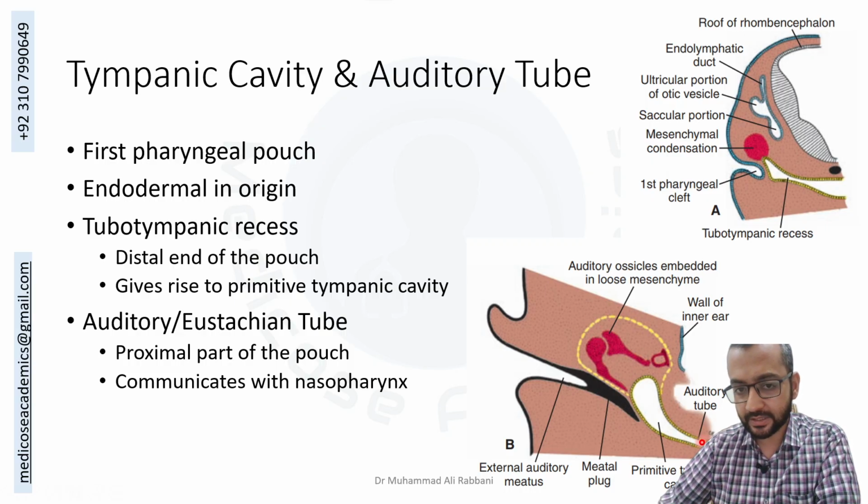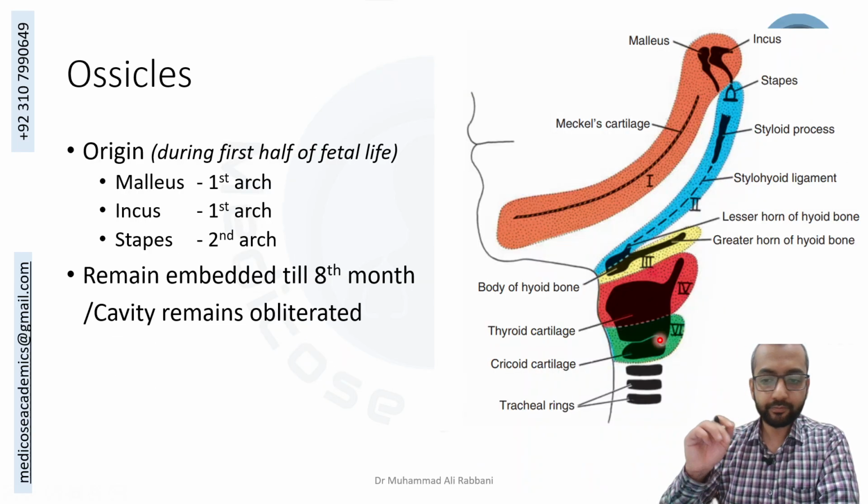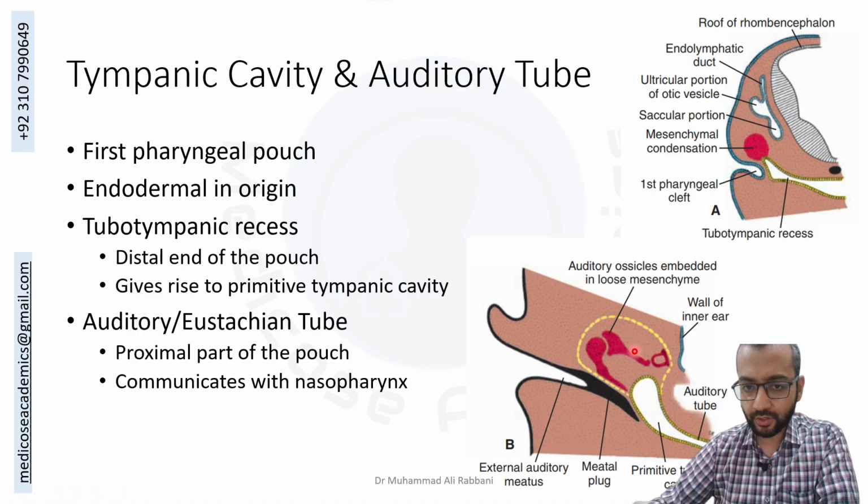The proximal part remains narrow to form the auditory tube, and it usually remains in this state till the last trimester, in the 7th or 8th month, where this cavity envelops and grows to free all these bones, the ossicles that are forming inside the mesenchyme. Let's talk about these ossicles. As you can very well see, the ossicles are developed in the mesenchyme before the cavity is developed.